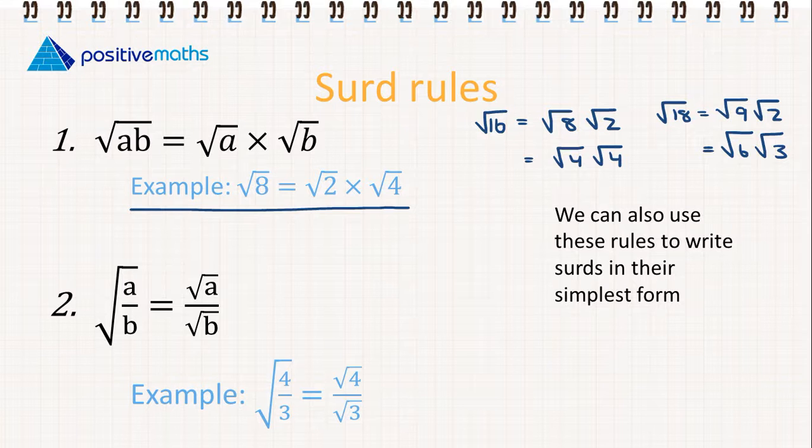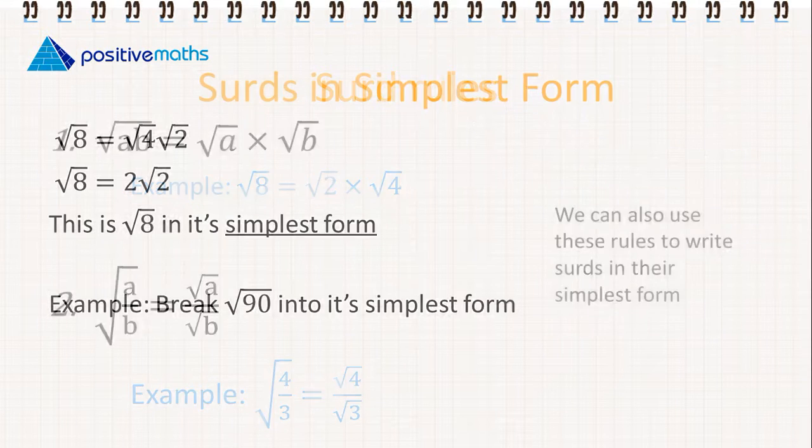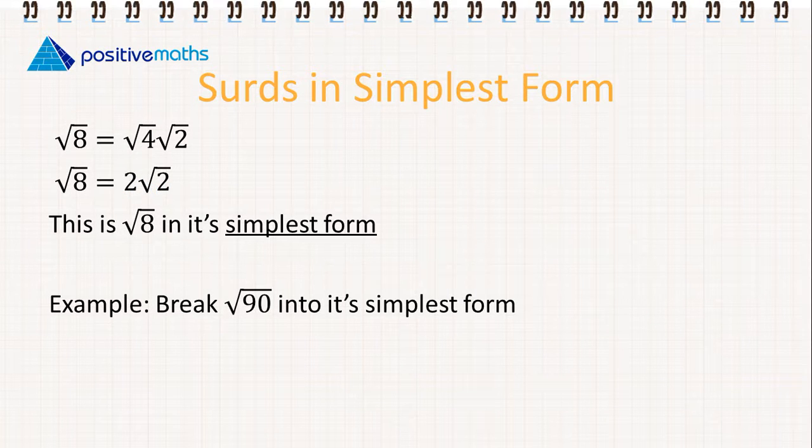We can also use these rules to write surds in their simplest form. So let's discuss this. The square root of 8, like we saw before, is the square root of 4 by the square root of 2. We can then simplify this down to be 2 times the square root of 2. This is the square root of 8 in its simplest form.